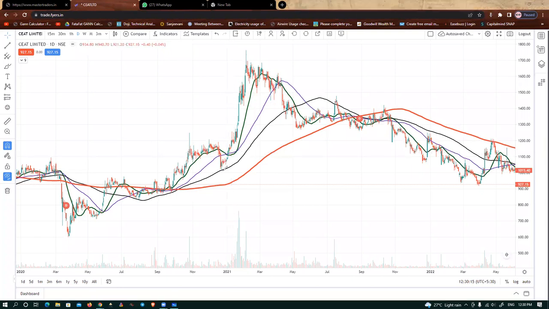Because of the steepness of the 50 moving average. Definitely, if it is steep, the lower moving averages will be steeper than this. You can see it is almost near to 90 degrees.